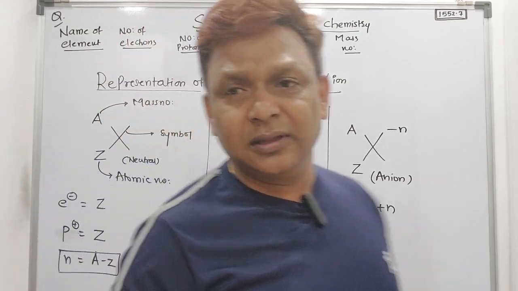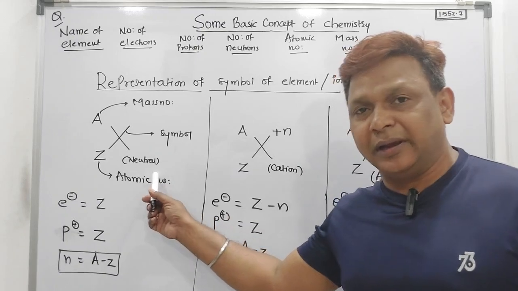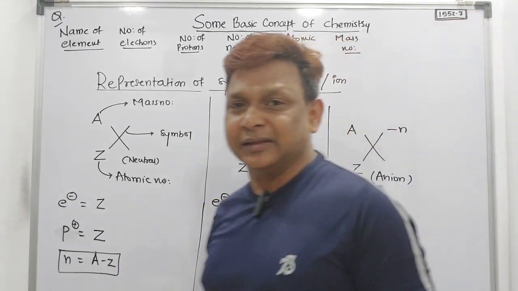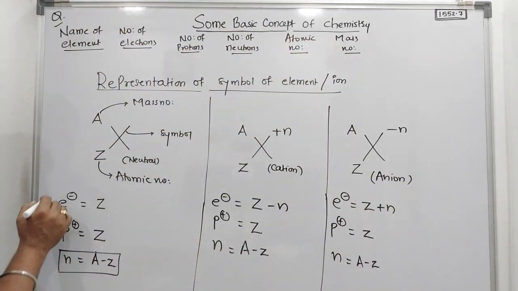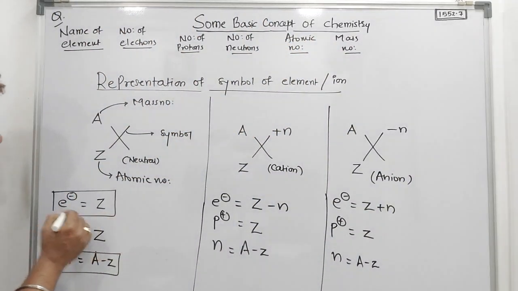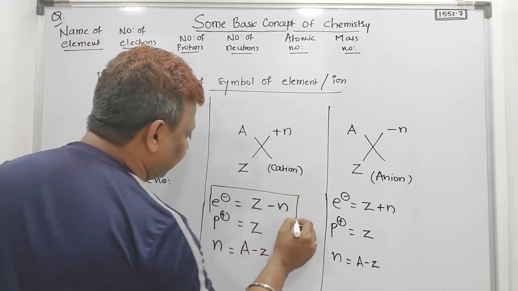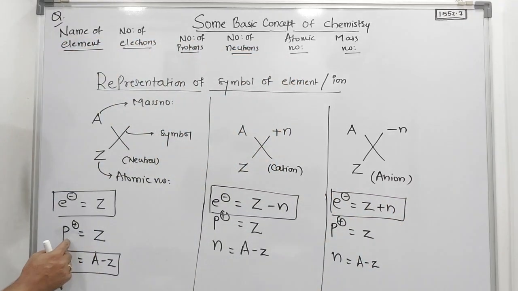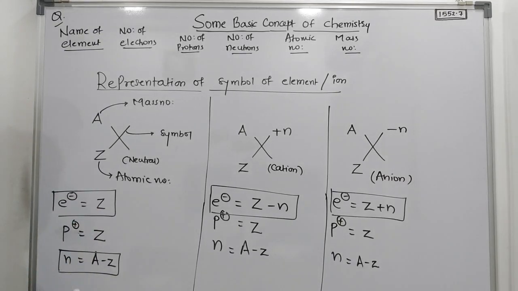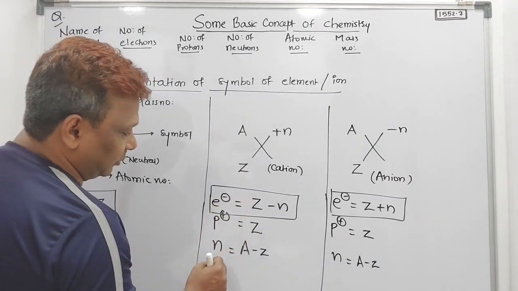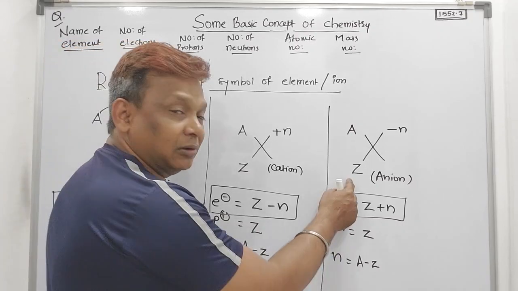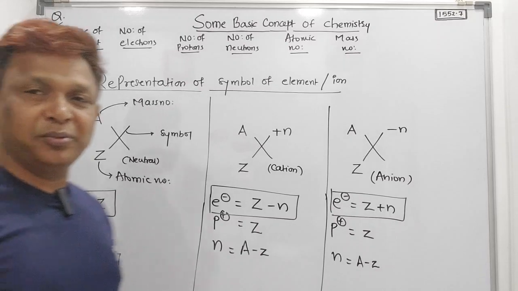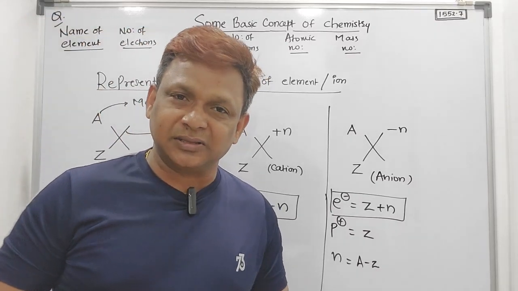In all three cases, whether it is a neutral atom, a cation, or an anion, the only difference is in the number of electrons, because protons equal Z and neutrons equal A minus Z in each case. I hope you understood this. Please take a screenshot of this.